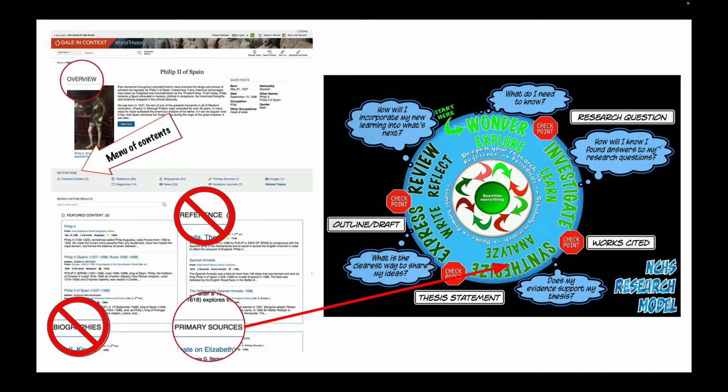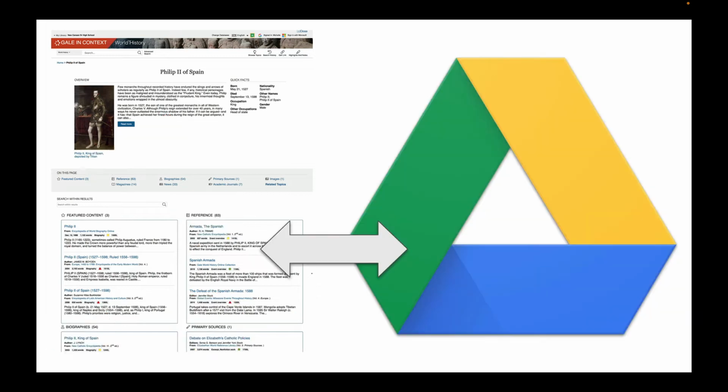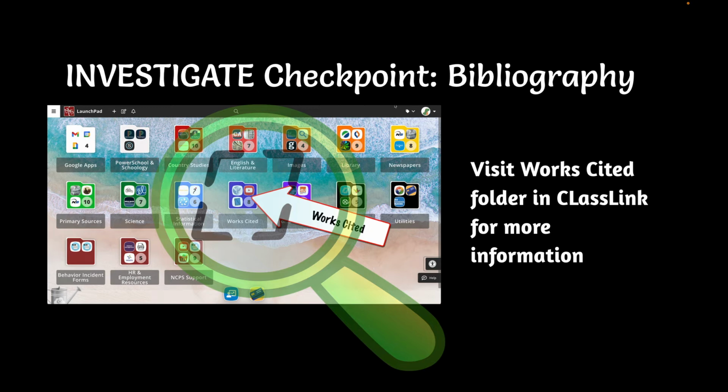It will feature only 3 in each classification, but if you click on where it says primary sources, it will open all the primary sources below. So that navigation menu, that menu of contents that you see highlighted there on the left, that's important. It also syncs beautifully with Google Drive. Just click the Google Drive button, it will send the document with the citation to Google Drive, which is pretty handy. So your checkpoint for Investigate is your works cited list.